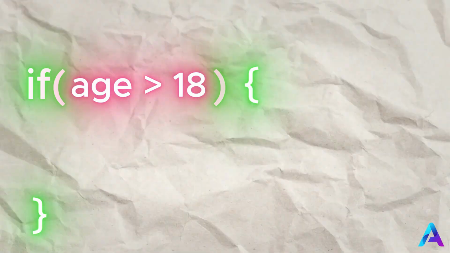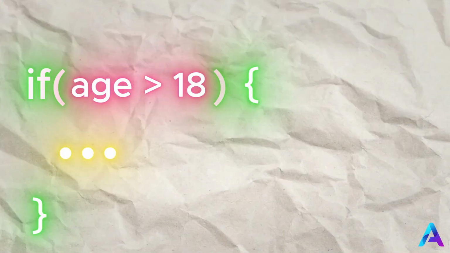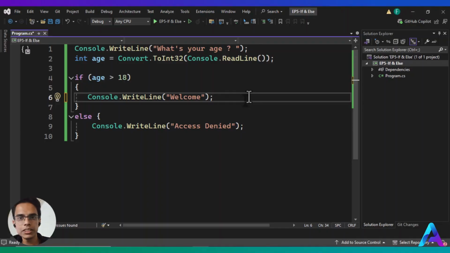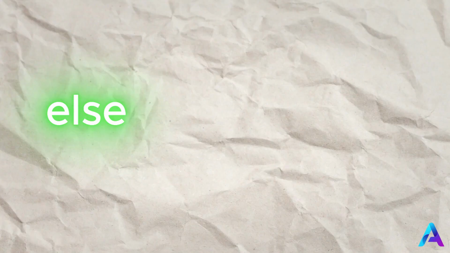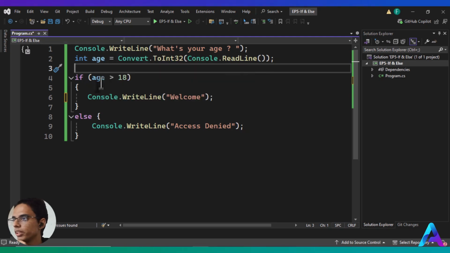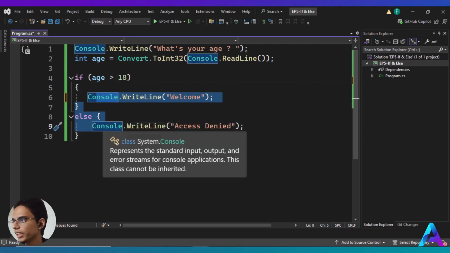Then we write the curly braces, open and close. And between these two, we write our code that we want to be executed if our condition was true. If it's false and our condition didn't happen, CSharp will simply ignore what we wrote between these curly braces. And then we have the else here. That will execute what we wrote between these curly braces only when our if condition is false. So here our number comes in. If it's greater than 18, here it says welcome. And if it's 18 or less, it will come here and say access denied.